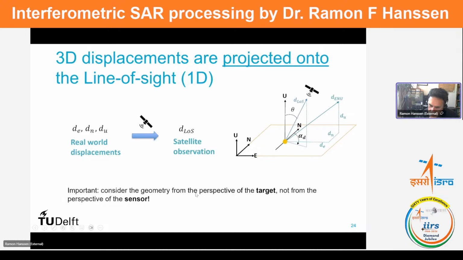And what is very important also is that this has to be seen from the perspective of the target and not the perspective of the satellite in space. And we will see that this has a big difference. So what does it look like if you look at this in the 3-dimensional space? Well, actually it looks like this.